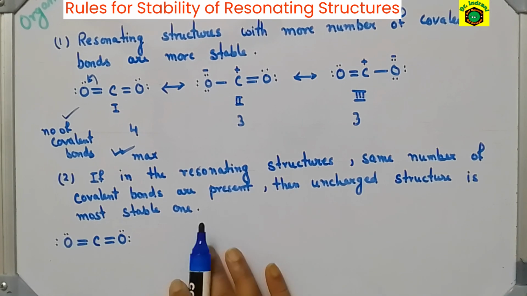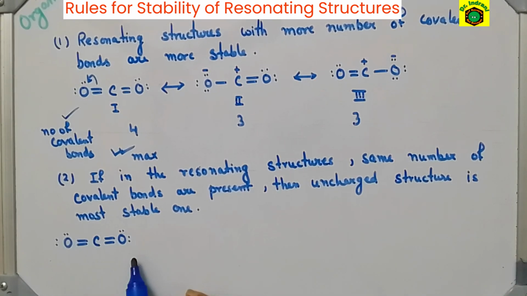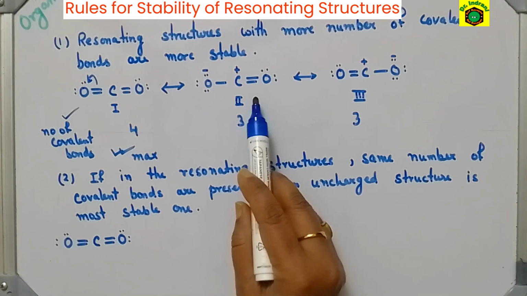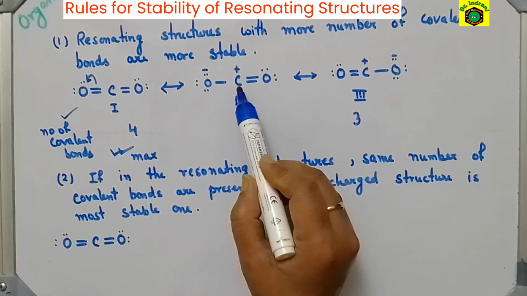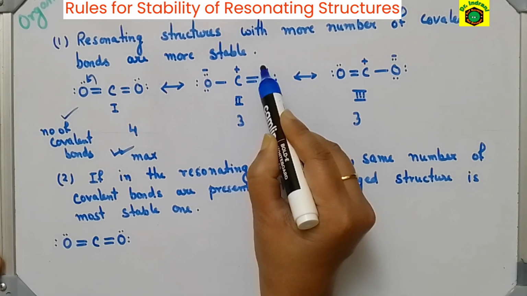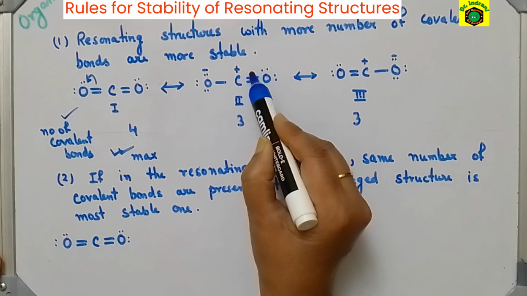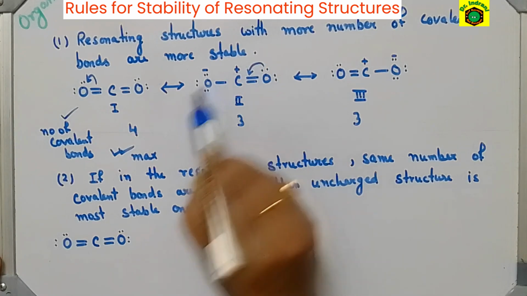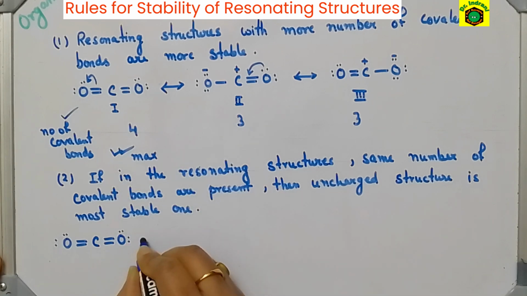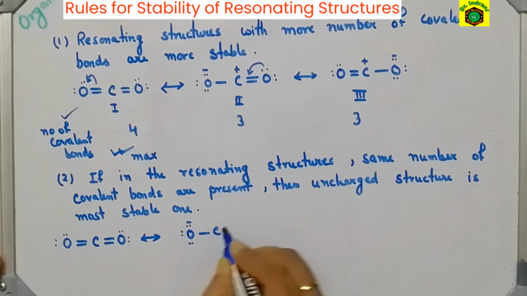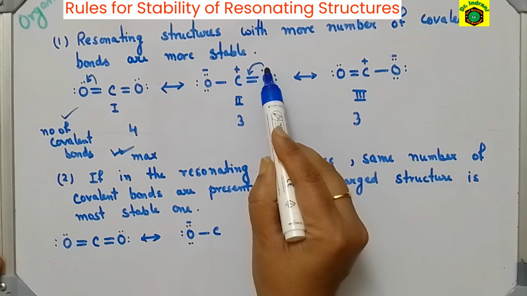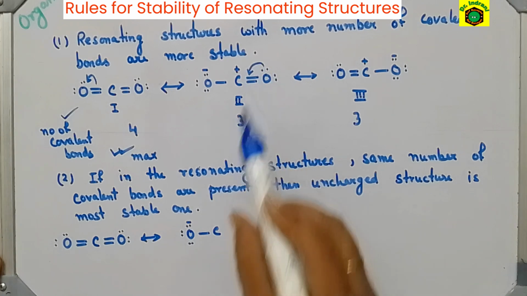Now see, for the next rule, this is the structure of carbon dioxide and this is one of the resonating structures. Now see here, carbon is electron deficient. So here oxygen is having a lone pair. So it can donate the lone pair here. So what will be the next resonating structure? We can write this part as it is. We are not disturbing this part. Here this lone pair of electrons is transferred here.